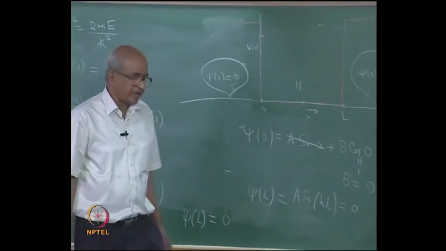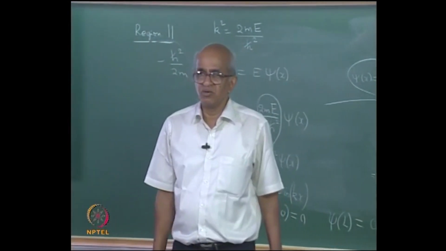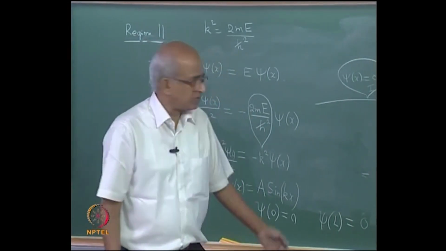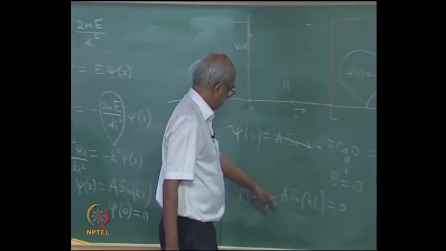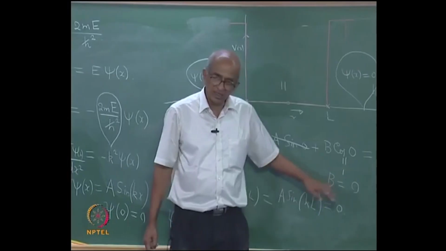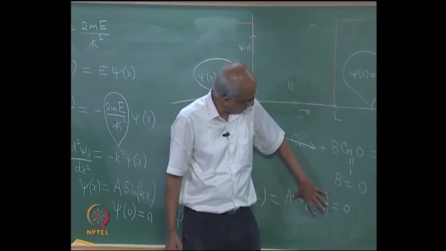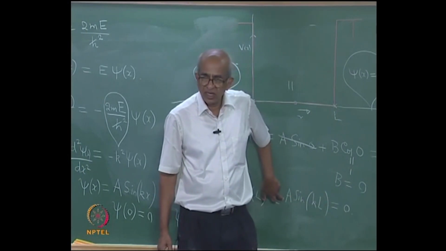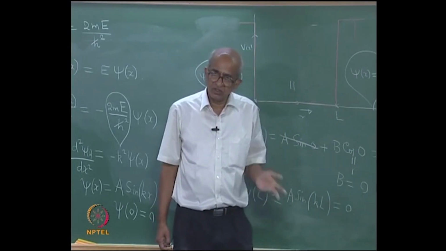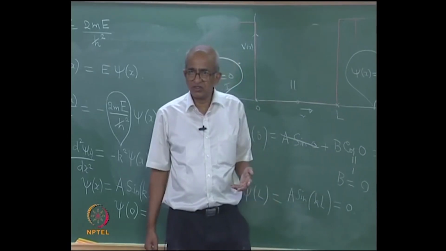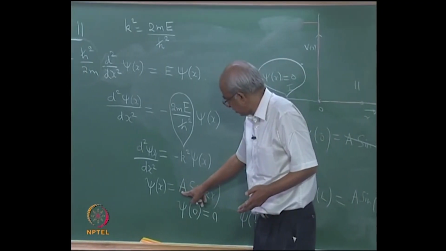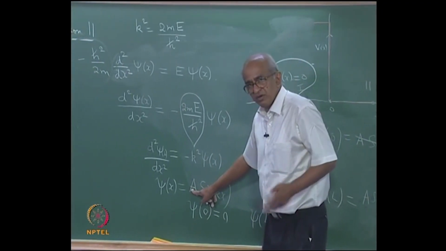If you say that a product like A sin kL is equal to 0, then what are the possibilities? There are two possibilities: either sin kL can be 0 or the capital A can be 0. But suppose I choose this possibility that A is equal to 0. Then what will happen? You see, if A is equal to 0, you will have to put that value of A here.